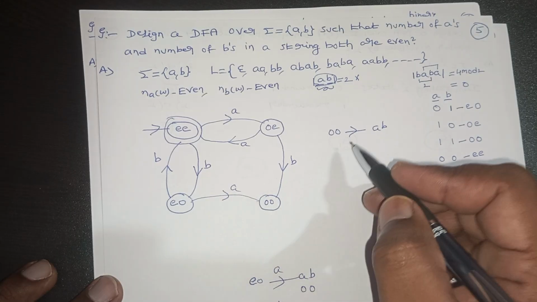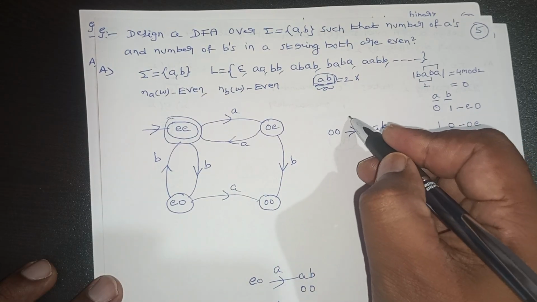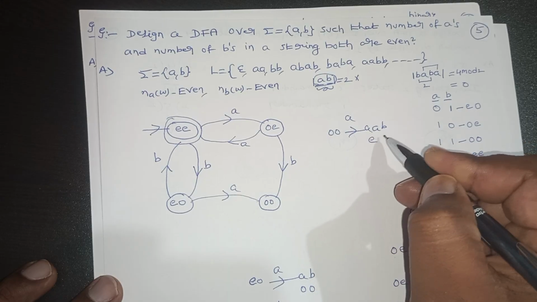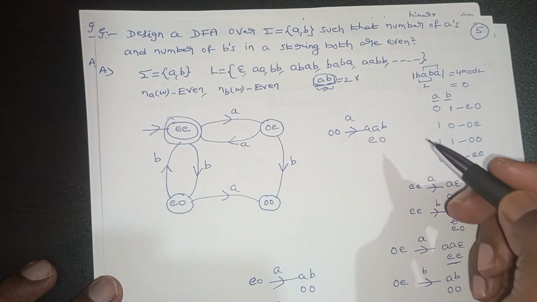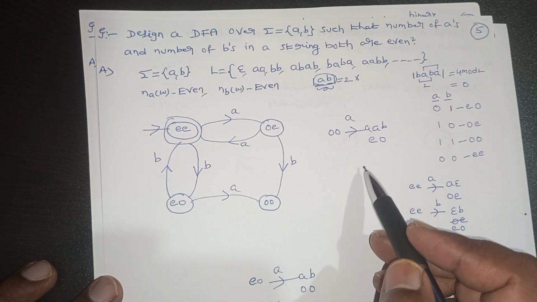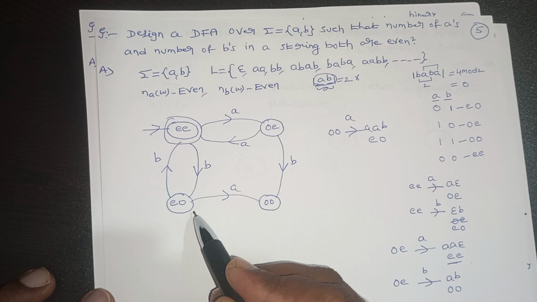Now I have to form the edge from OO. Write A. What is this? Even number of A's, odd number of B's. It means OO on A. Where am I going? I am going to EO. Okay, you form the edge.